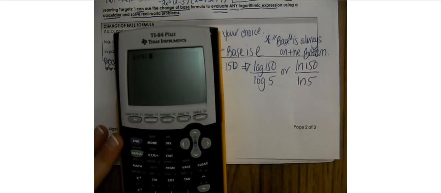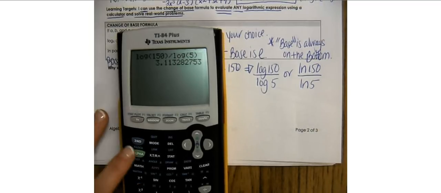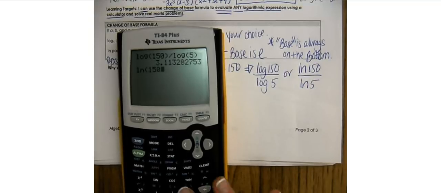So if I were to put into my calculator the log of 150 and then divide it by the log of 5, I end up with 3.113. If I were to do the natural log of 150 divided by the natural log of 5, I still end up with the same exact answer. And what's really cool about the change of base formula is that it allows us to evaluate logs, whereas before we weren't able to use our calculator. By using the change of base formula, we now get to use our calculator.